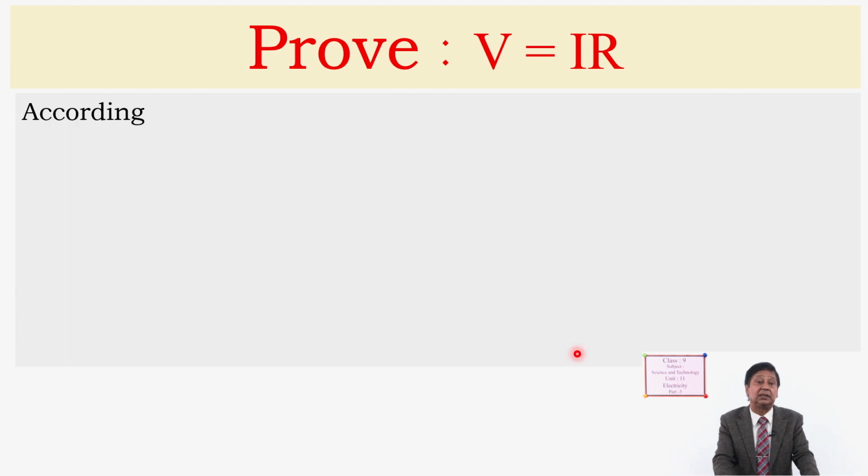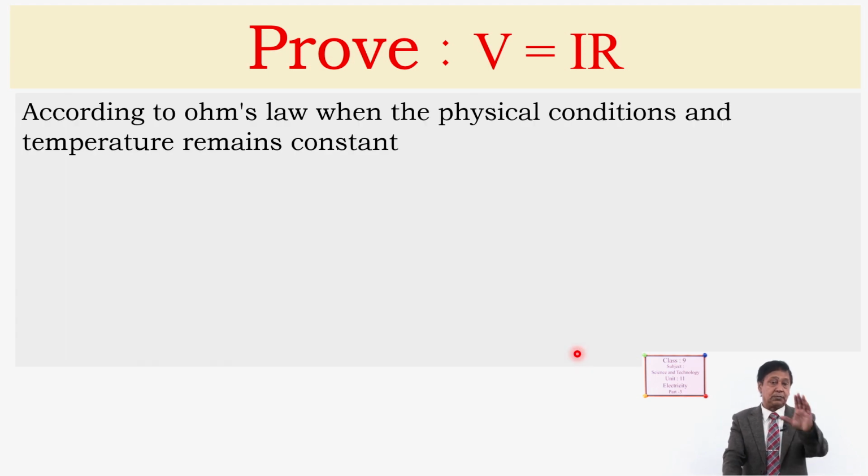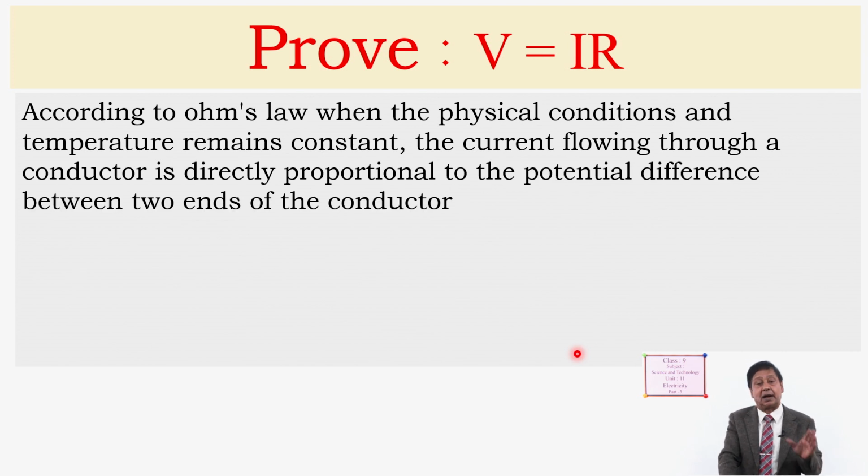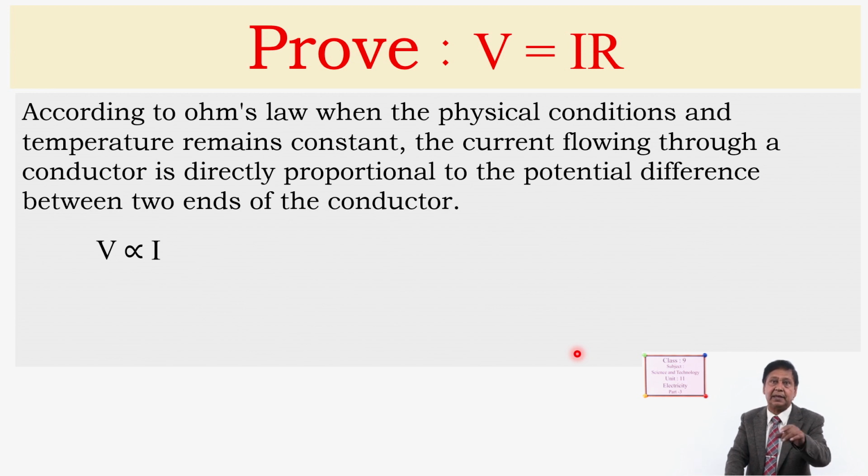First we have to mention Ohm's law. According to Ohm's law, when the physical conditions and temperature remain constant, the current flowing through a conductor is directly proportional to the potential difference between the 2 ends of the conductor. This is Ohm's law. And after stating Ohm's law, mathematically we can write the gist of this law, that is, V is directly proportional to I, symbolically.